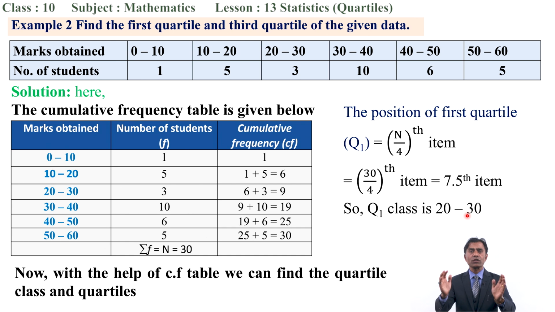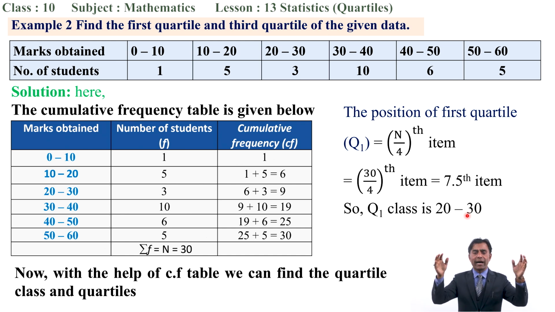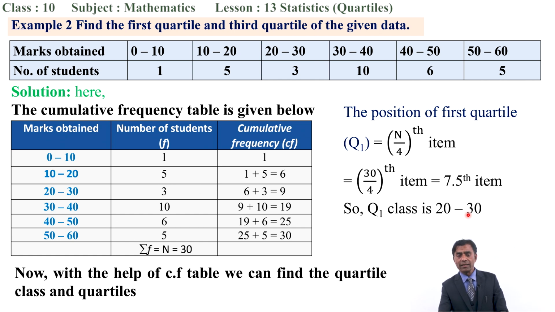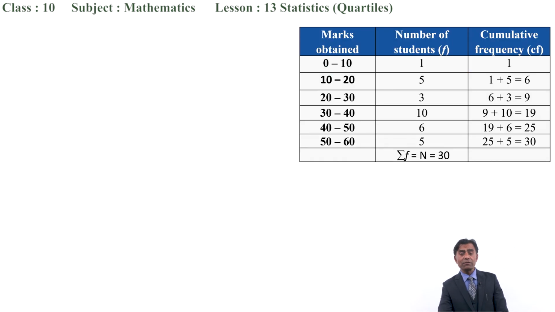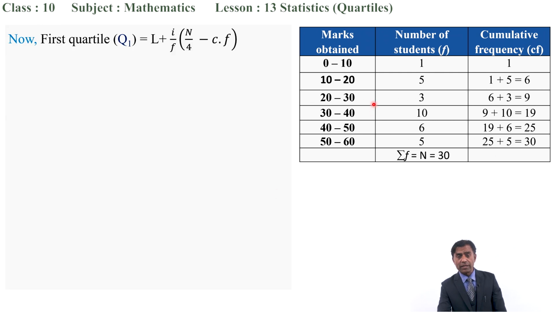We know the first quartile class. The Q1 value lies in this class, not less than the lower limit value 20 and not more than the upper limit value 30 of that class. So in between 20 to 30. Now from that class, the first quartile Q1 is equal to, as a formula in continuous data, L plus I by F bracket n by 4 minus CF.